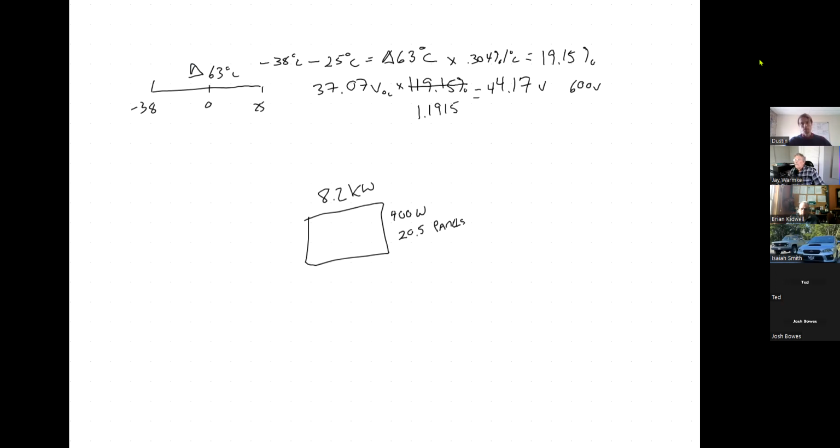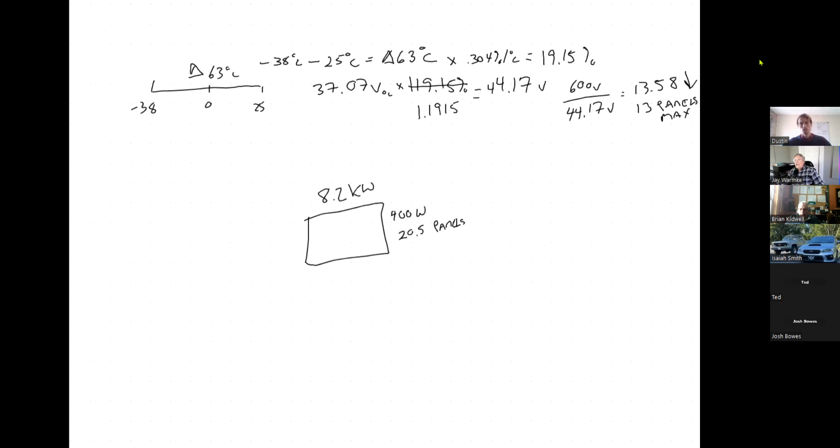So I divide 600 volts by 44.17 volts, and I get 13.58. But I want to not exceed 600, so I round that down. So it's going to be 13 panels max. Everybody see how that works? All right. Now I could figure out what the minimum is as well.